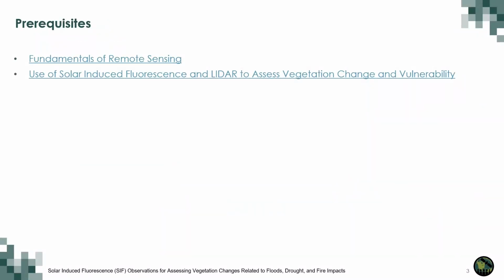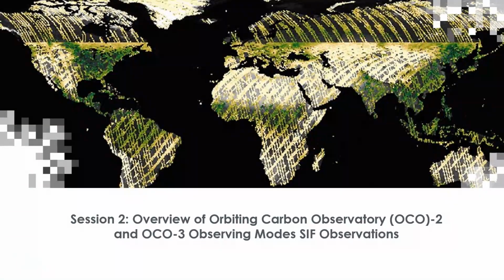And just a reminder, these are the prerequisites for this training: the fundamentals of remote sensing, and a couple of years ago we did an introductory training on SIF. It was SIF and LiDAR to assess vegetation change and vulnerability, so the prerequisite would be a review of the SIF component of that training. In the next couple of slides, I'll provide an overview of today's session.